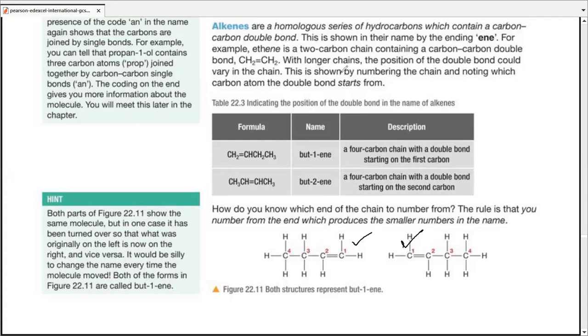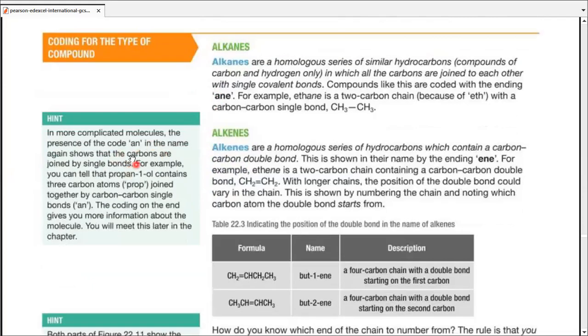Okay. So I skipped a couple of hints on the left-hand side, so I'm going to go through all of these. The first hint: in more complicated molecules, the presence of "an" in the name shows that carbon atoms are joined by a single bond. However, you can tell that propan-1-ol contains 3 carbon atoms by the name "prop". "An" means that the carbons are singly bonded. And the code at the end gives you more information about the molecule, which you're going to study in later chapters.